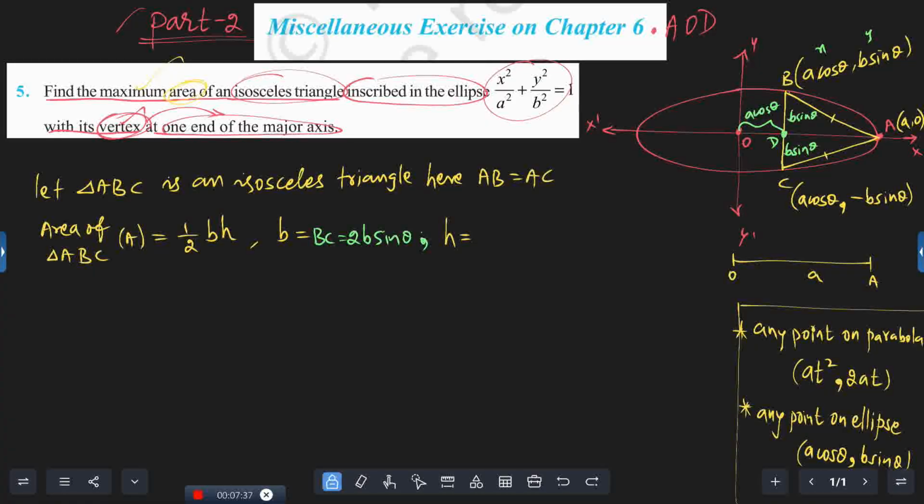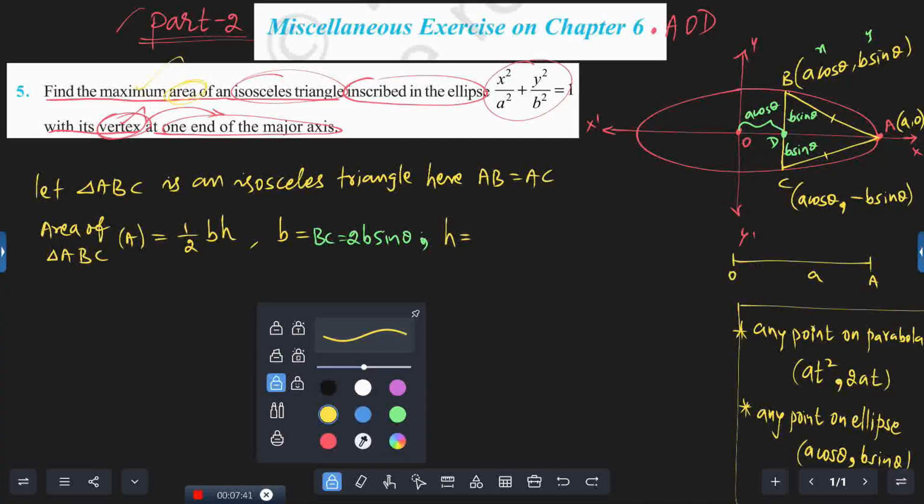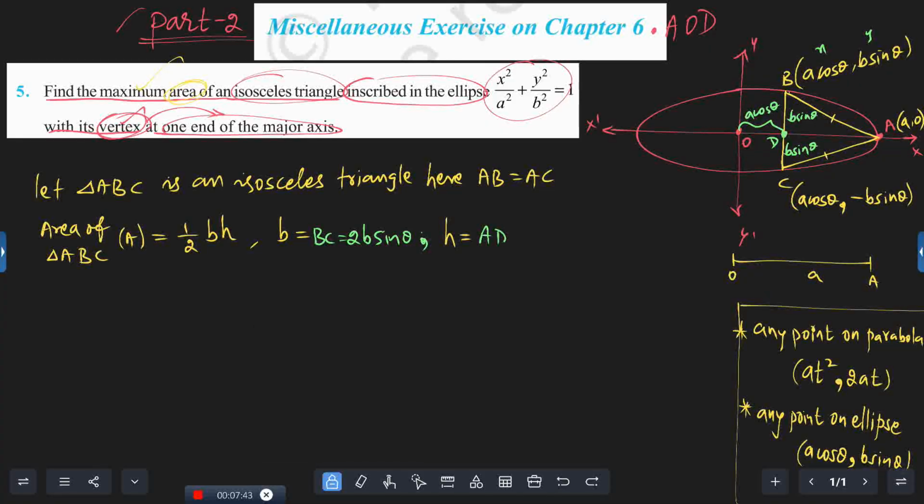H is the height, that is AD. AD is the height of the triangle. So how will you get AD? Listen carefully. See, the full length, what do I know? The full length is A. From A, if you remove this portion, you will get AD. Am I right? That's it.